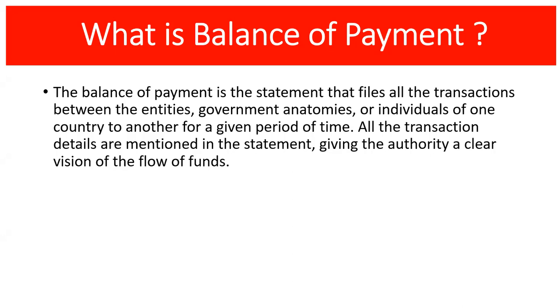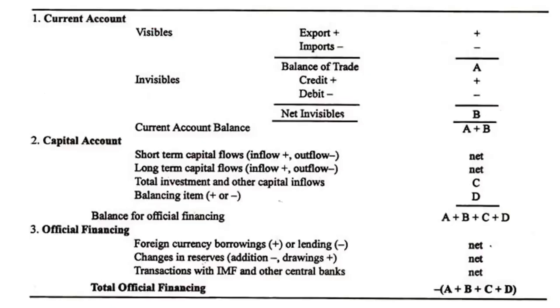All the transaction details are mentioned in a statement given by the authority, a clear vision of the flow of funds. The balance of payment indicates the flow of funds, which is provided in statement form. Balance of payment is just a financial statement. Here is a clear view of a balance of payment. This is a specimen of the statement where you can see that there exist 3 accounts: current account, capital account, and official financing account, or we also say official reserve account.